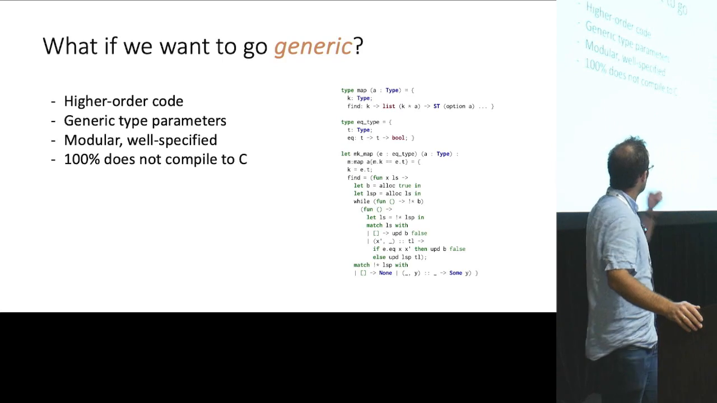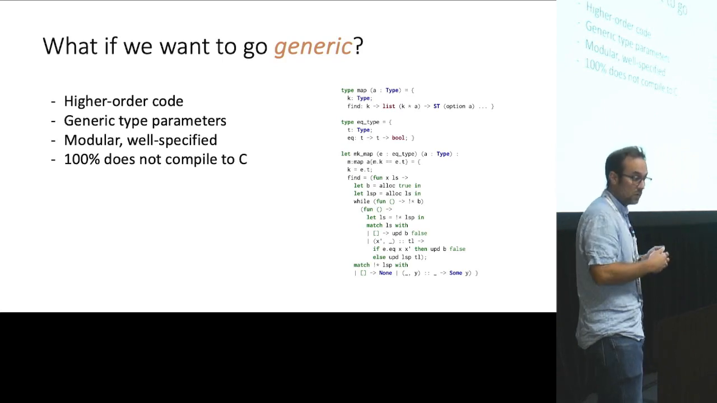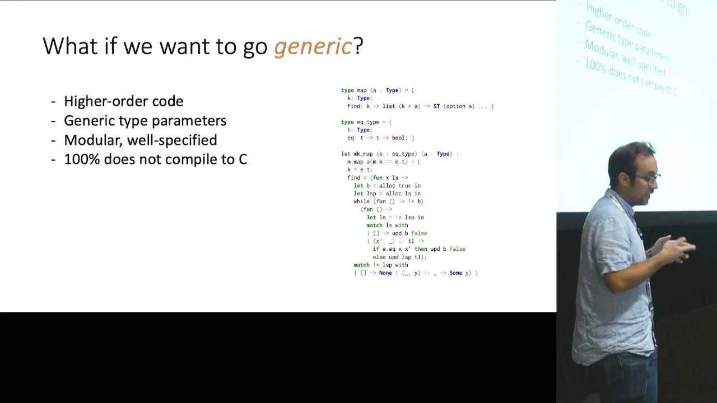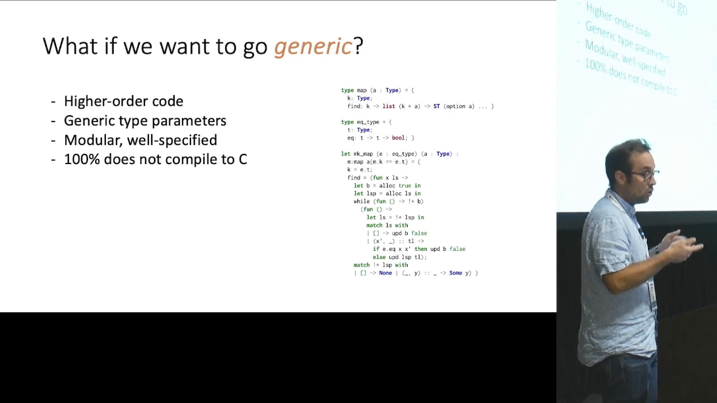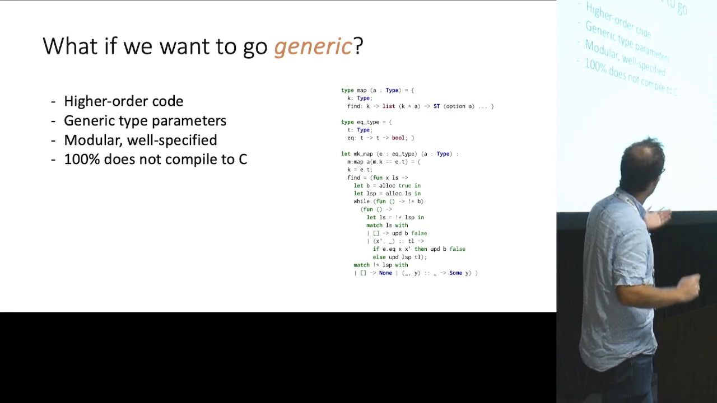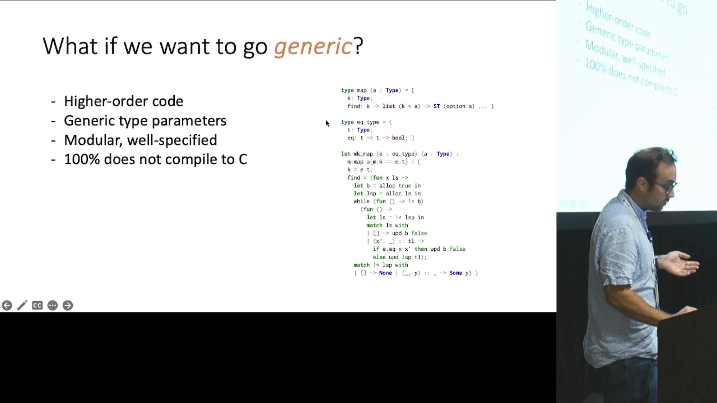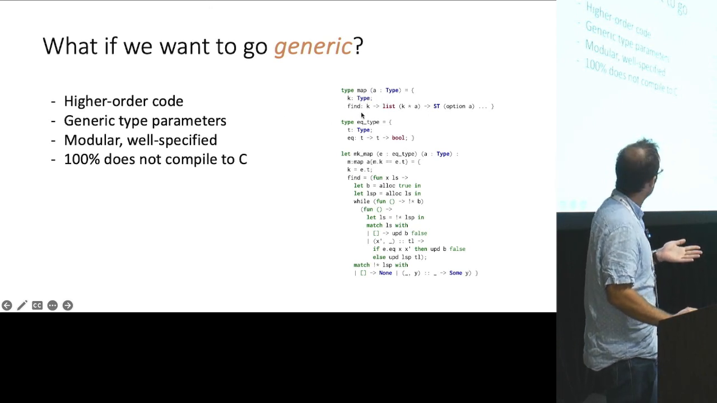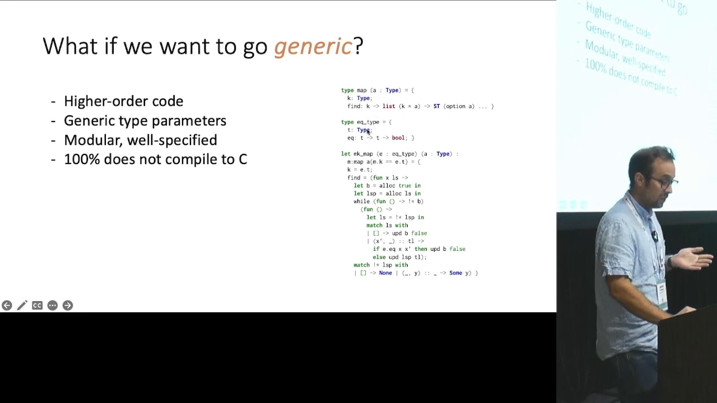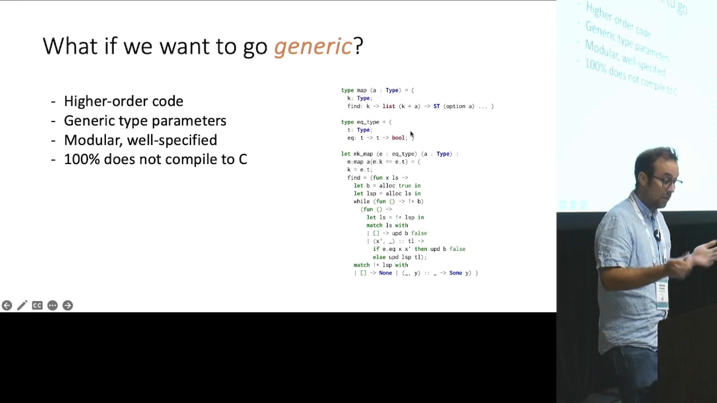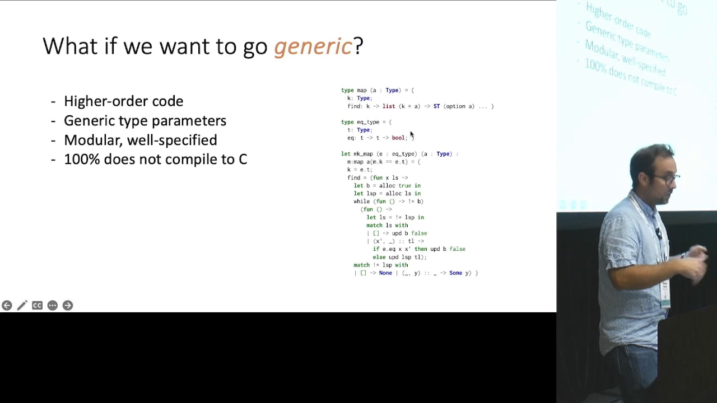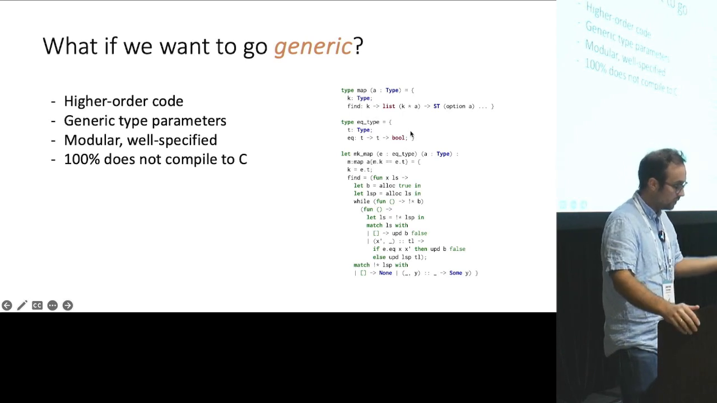Imagine that you want to have a version of the previous code that's higher order, that has generic type parameters, that is modular and well-specified. Well, you could do something like what you have on the right. You could define a type of maps that take a key and then give you a find function. You could define what it means to have decidable equality with eq_type. It's a type T and a function that decides the equality of two Ts and returns bool.